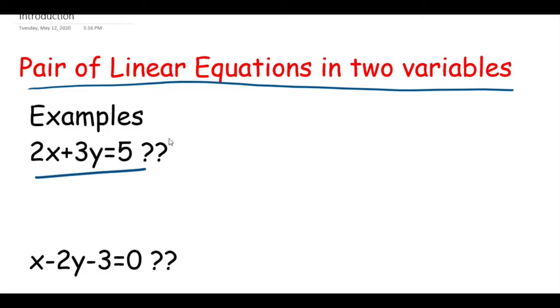2x plus 3y equals 5. So here x is one variable and y is another variable. So this is an equation in two variables. So let's find out whether this equation is linear or not.